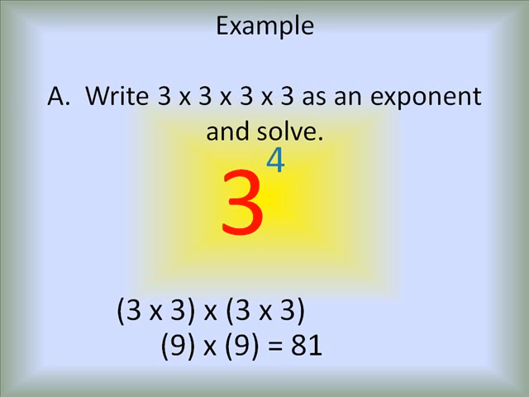I went back and rewrote the 3 times 3 times 3 times 3, but I used parentheses to make it into two smaller problems. As you can see, I turned both 3 times 3's into 9, which makes my problem much easier. Now I just have to do 9 times 9, which is 81.